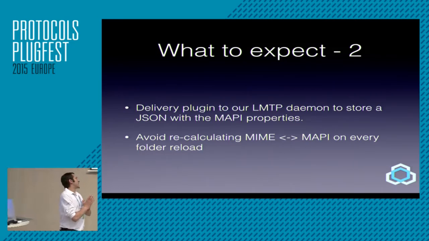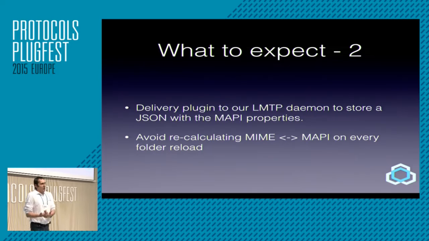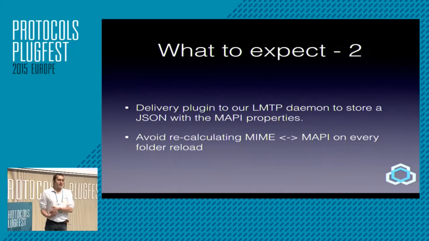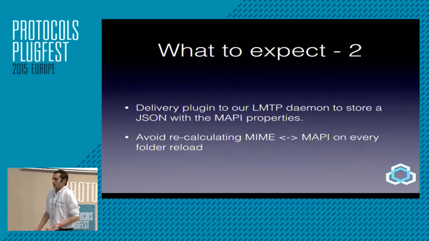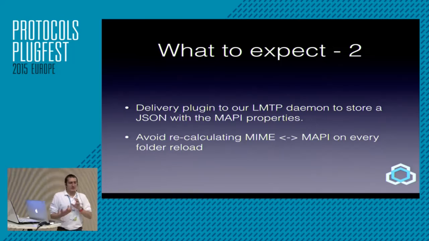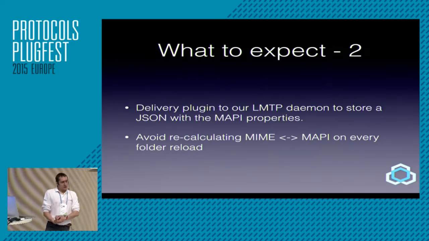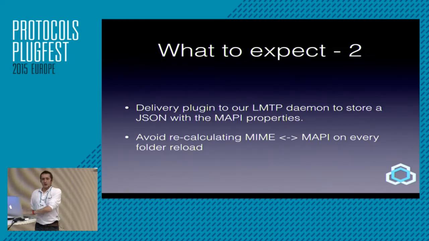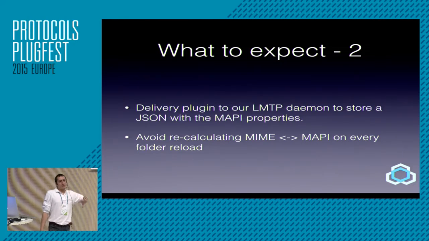What we need to make is a delivery plugin, because to OpenChange, we must show our email as a list of MAPI properties. We don't want to do the translation on the fly for every email. This could be a performance killer. So we will pre-compute all the MAPI properties on delivery and pre-store all the MAPI properties.